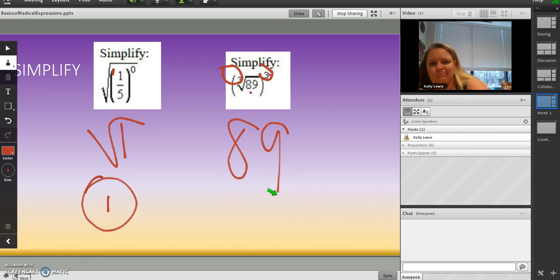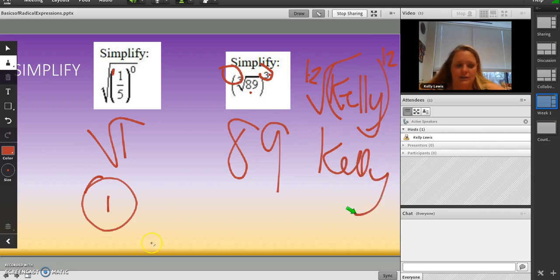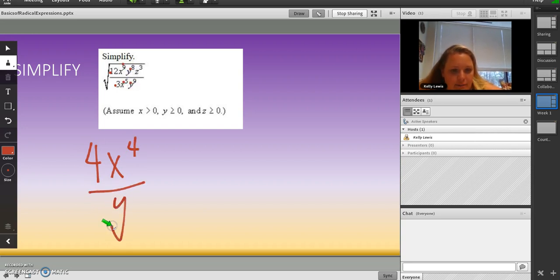Just like, I don't know, the 12th root of whatever to the 12th. Those will cancel, and you'll get whatever's inside. All right, then we have this guy. 12 divided by 3 is 4. 9 minus 5 is 4. 8 and 9, so the 9's bigger and we're going to subtract. And then the z's on top, but we still have this guy.